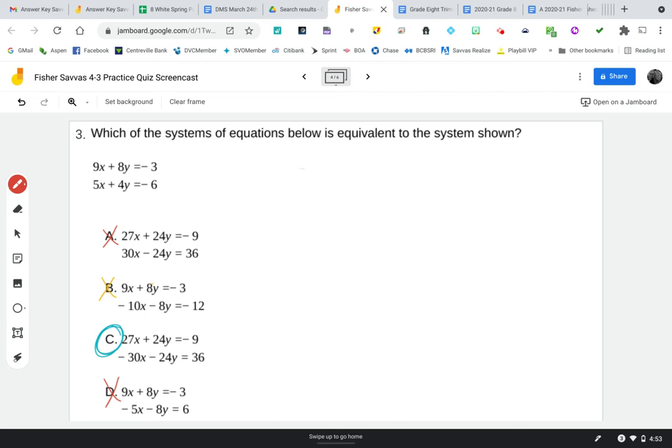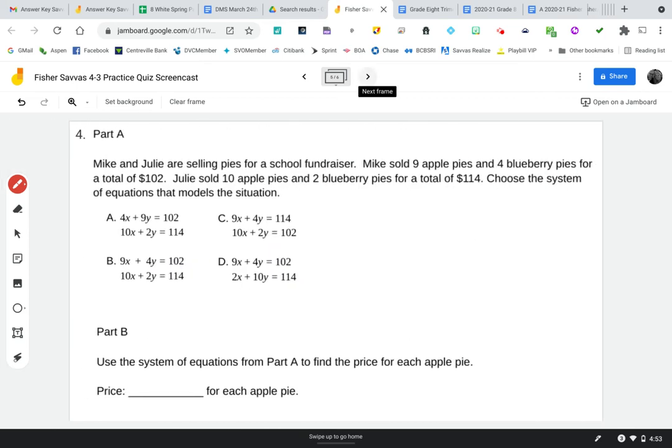Okay, problem number 4. So this is our word problem. In this problem, Mike and Julie are selling pies for a school fundraiser. Mike sold 9 apple pies and 4 blueberry pies for a total of $102. Julie sold 10 apple pies and 2 blueberry pies for a total of $114. Choose the system of equations that models this situation.